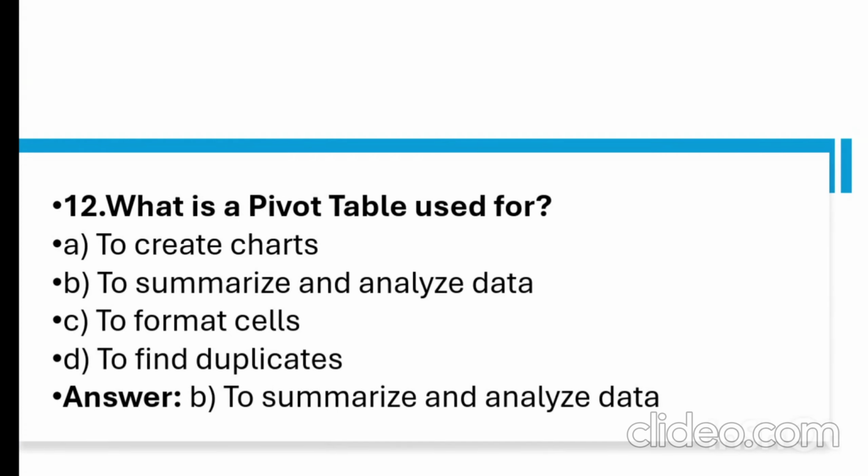Question number 12. What is a pivot table used for? Options are A. To create charts, B. To summarize and analyze data, C. To format cells, or D. To find duplicates. So the correct answer is option B. To summarize and analyze data.